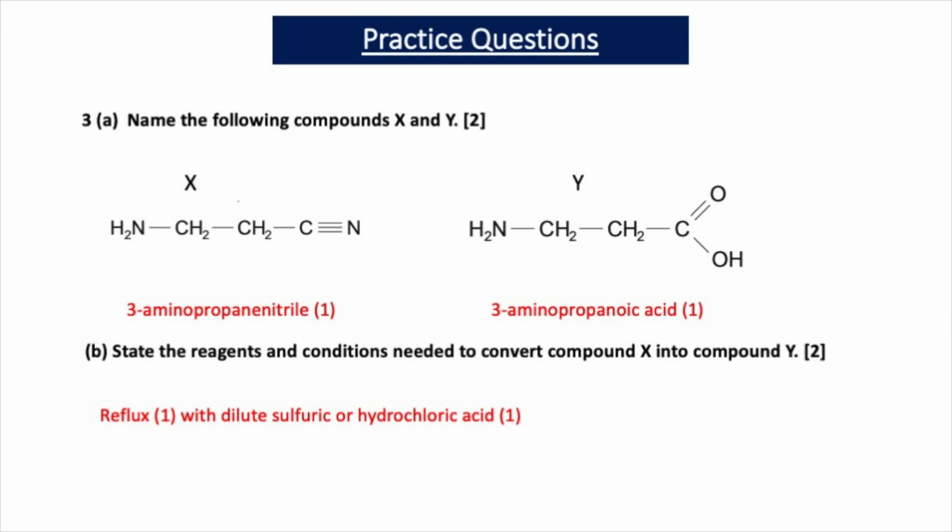And Y is named very similarly. So we have a carboxylic acid, and the carbon 1 is a C double bond O. So it's a 3-carbon carboxylic acid, so it's propanoic acid, and the NH2 group is on carbon 3, so this is 3-aminopropanoic acid. And then question B is asking you to state the reagents and conditions needed to convert X into Y. Well, to convert a nitrile to a carboxylic acid, I need to reflux it with dilute acid such as sulfuric or hydrochloric.